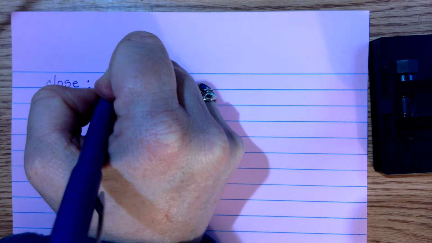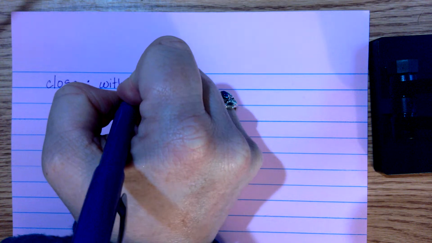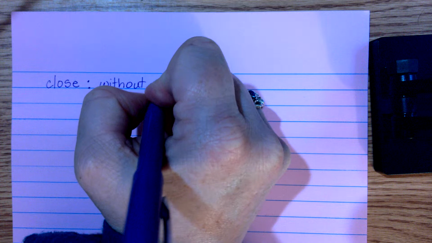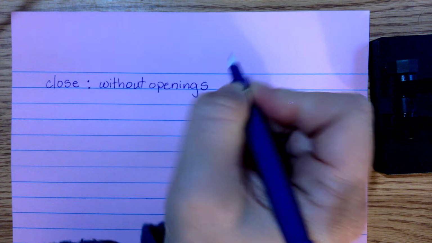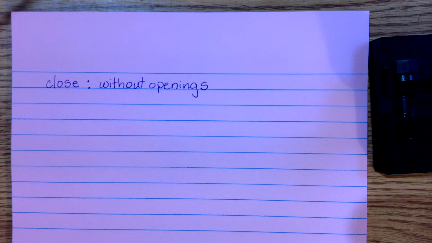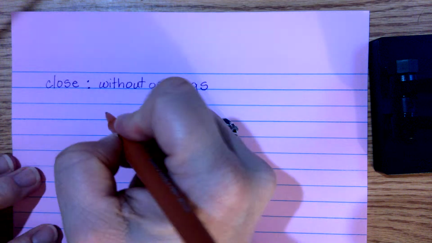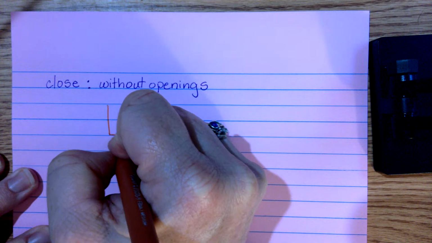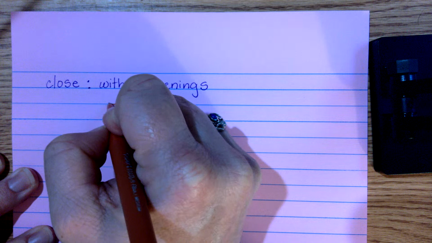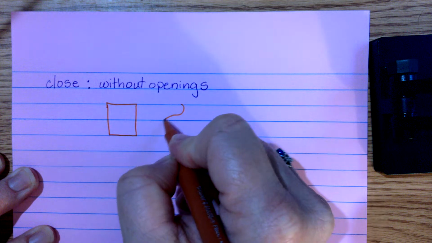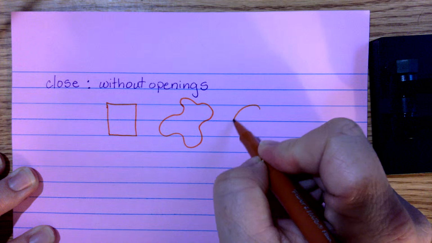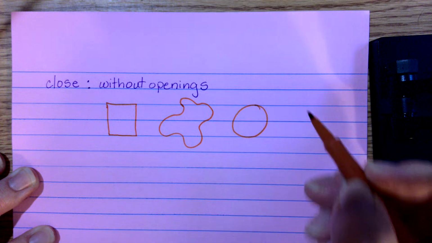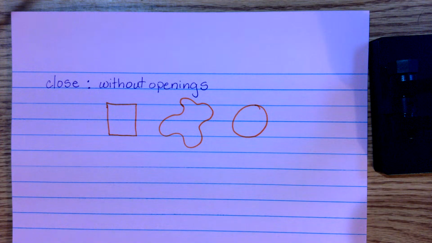So I'm going to put in here without openings. Some things that are closed might look like this, where you can trace it back to the point of origin. It might look like this. It might look like this. These are closed figures.